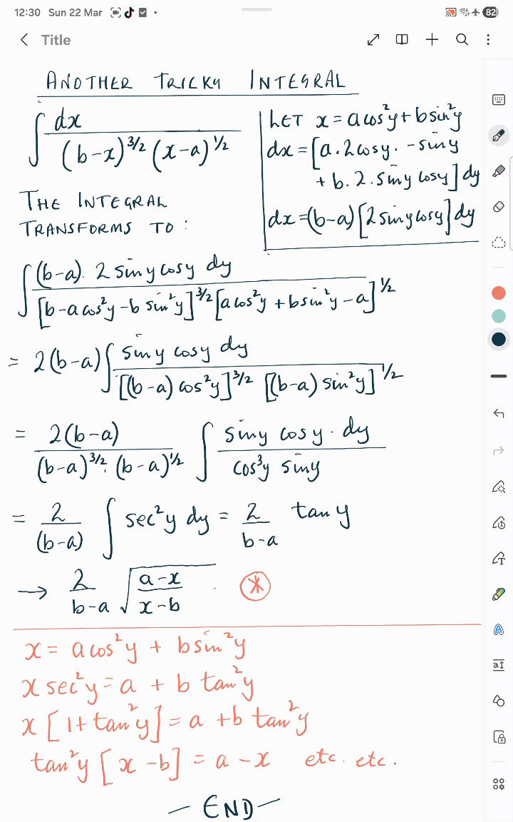And for those of you who can't quite grasp the last step, we'll explain that in red paint below. So x equals a cos squared y plus b sine squared y. That was our substitution. And then dividing through by cos squared y, we'll get x sec squared y equals a plus b tan squared y. And then getting the tan squared y's onto one side, we have x times (1 plus tan squared y) equals a plus b tan squared y. And so tan squared y times (x minus b) is equal to a minus x, and so on and so on. Thanks very much for listening.